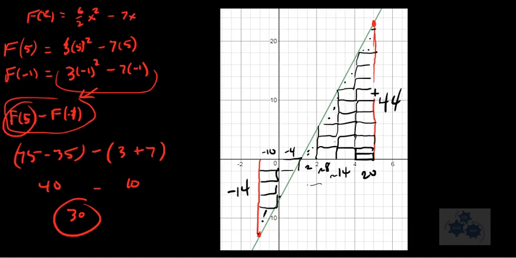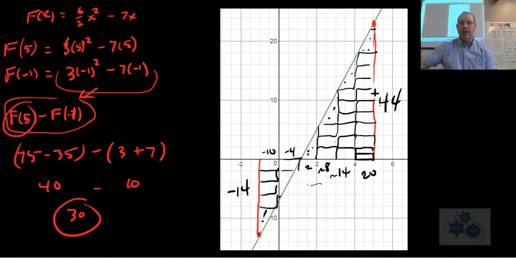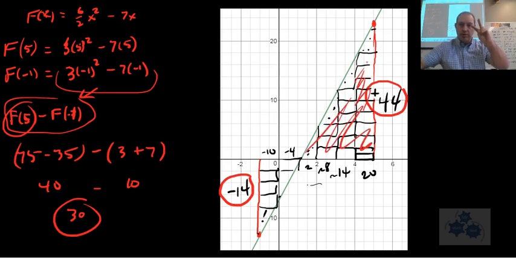All right, so I took the time to count these squares here, and sure enough, we have positive 44 squares up here. And this is negative 14, or 14 squares down here. So it would be a positive area and a negative area. Combine those, you get 30.